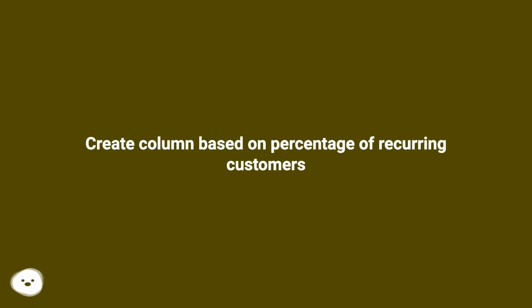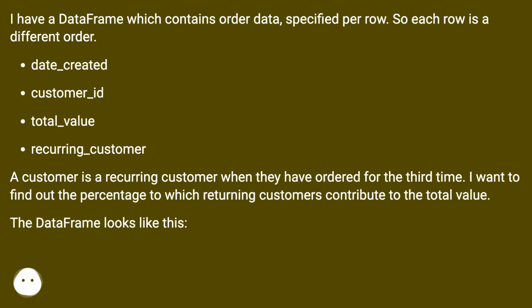Create column based on percentage of recurring customers. I have a data frame which contains order data, specified per row. So each row is a different order. Date_created. Customer_ID. Total_value. Recurring_customer.